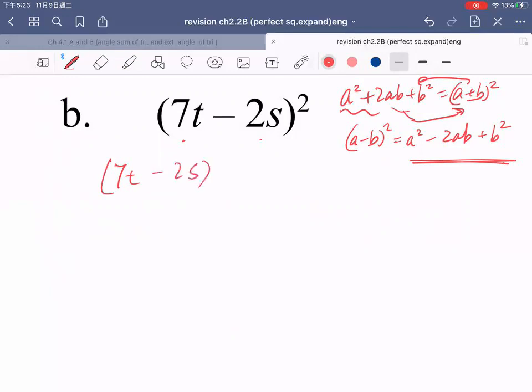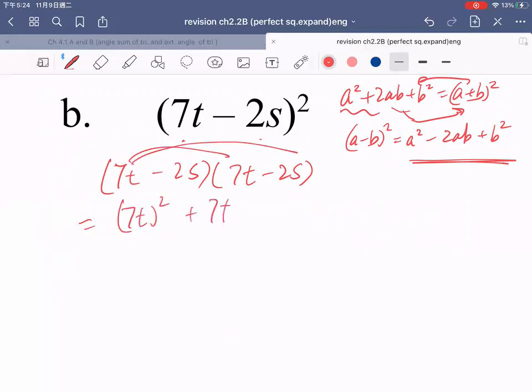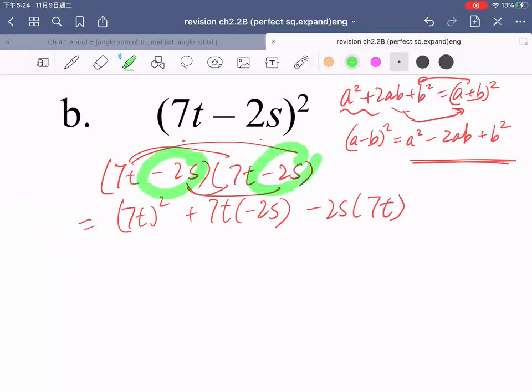Minus 2x times 7t minus 2x again. You can use this formula, or you can use the idea in form 1. So again, we can have 7t times 7t, and then plus 7t times negative 2x, and this negative 2x times 7t. And remember this negative 2x and negative 2x. Negative 2x and negative 2x give you positive (2x) square.